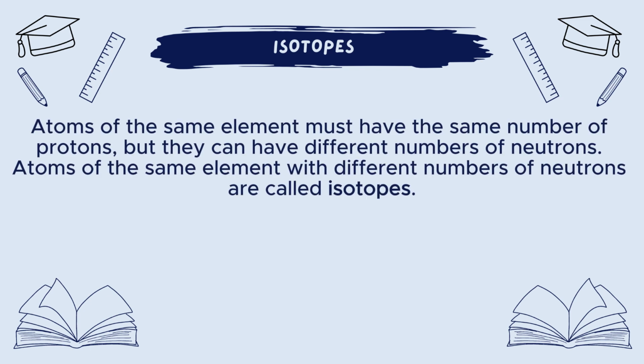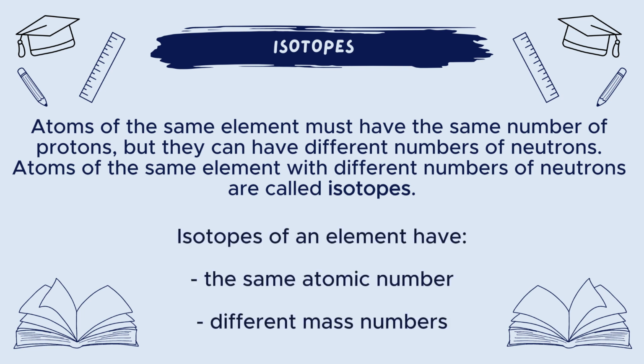Atoms of the same element must have the same number of protons, but they can have a different number of neutrons. Atoms of the same element with different numbers of neutrons are called isotopes. Isotopes of an element have the same atomic number but different mass numbers.